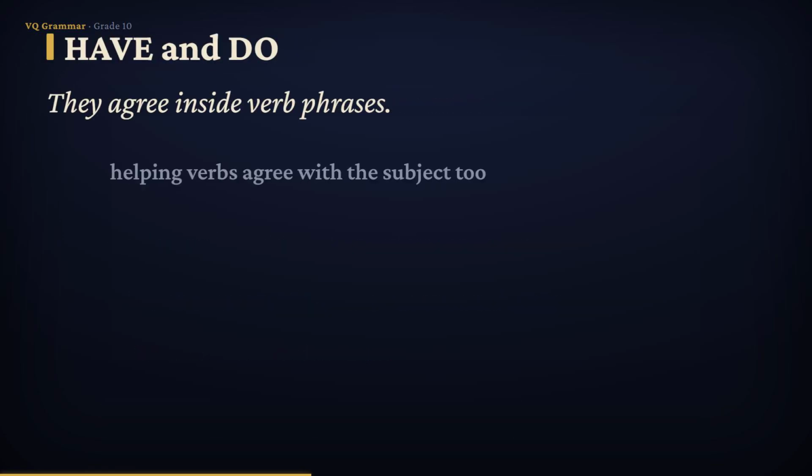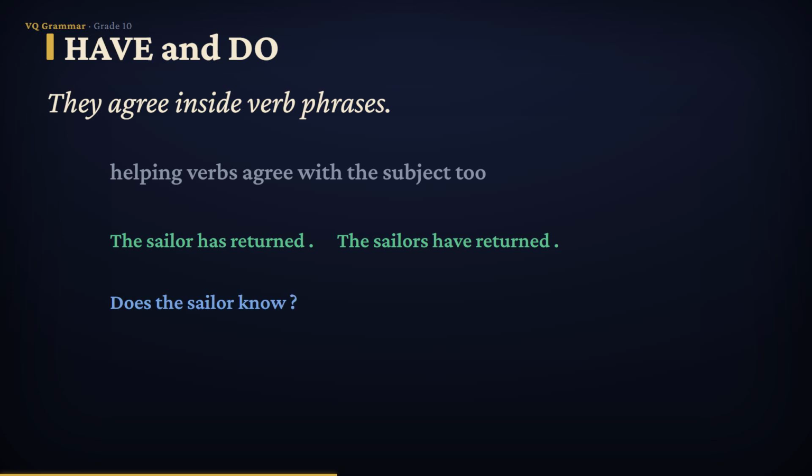The same thing happens with have and with do, especially when they're working as helping verbs inside a verb phrase. The sailor has returned. Singular subject, so we use has. The sailors have returned. Plural subject, so we use have. And with do, does the sailor know versus do the sailors know?